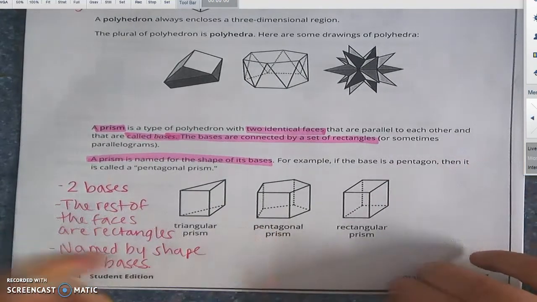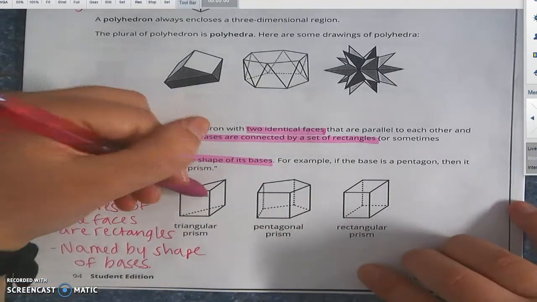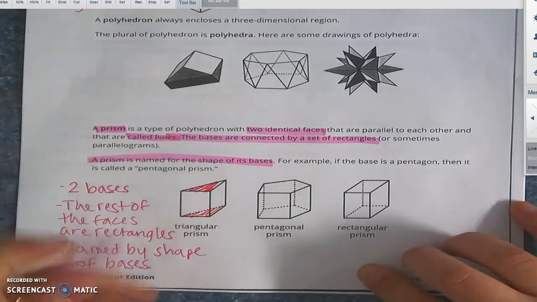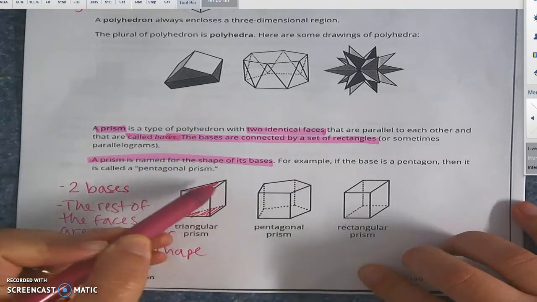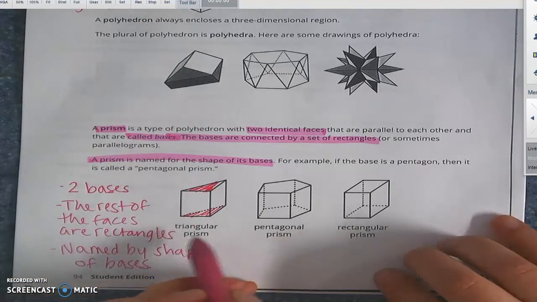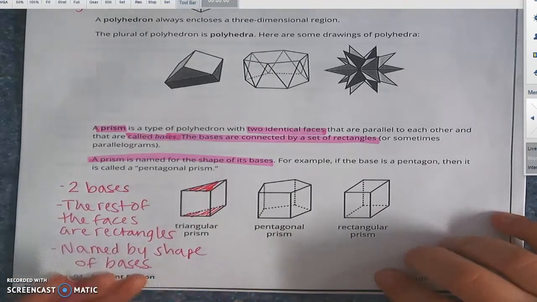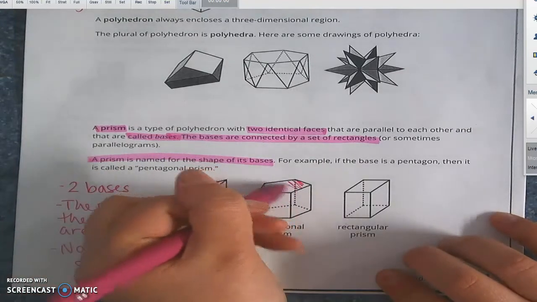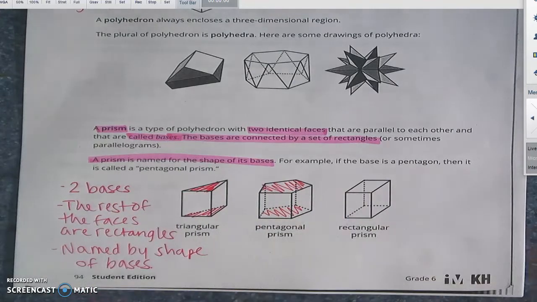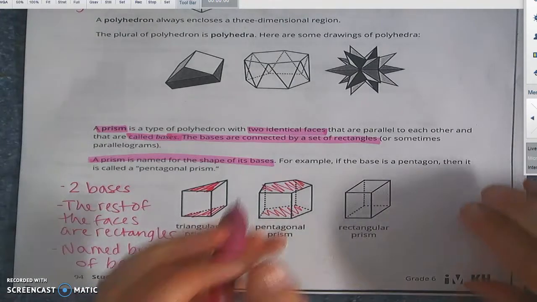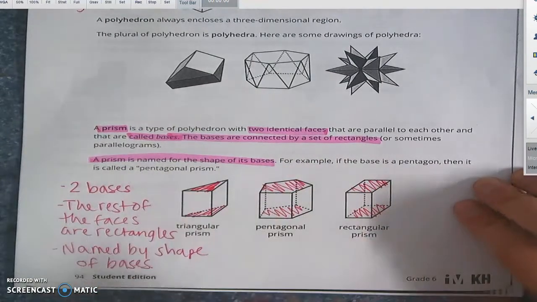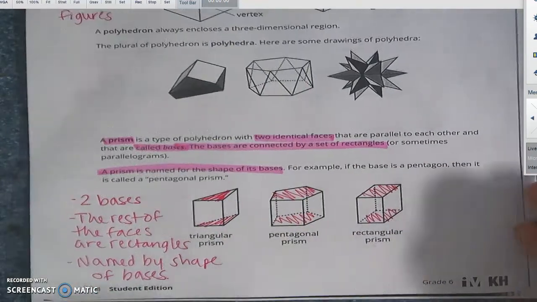So this first one, the bases are triangles. Here's one base, here's the second base. And the rest of the faces, so going around the outside, are all rectangles. And it's named after the triangle, so it is a triangular prism. In the pentagonal prism, the bases are pentagons, and they have rectangles going around the outside as the rest of their faces. And in the rectangular prism, the bases are rectangles, and then they have rectangles going around the rest. Flip the page.